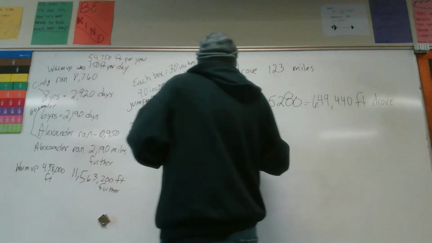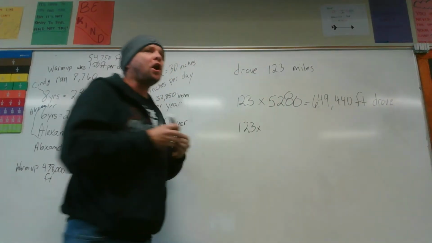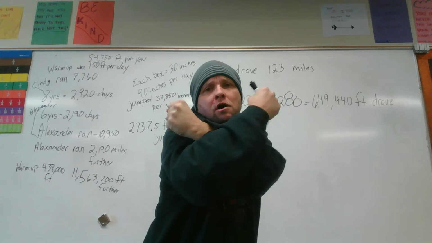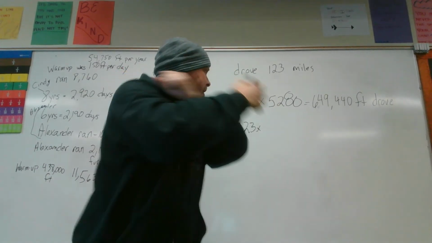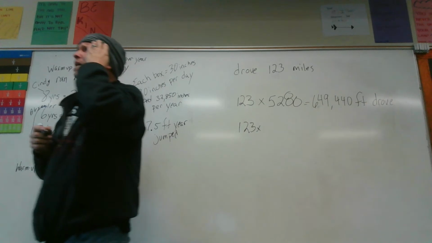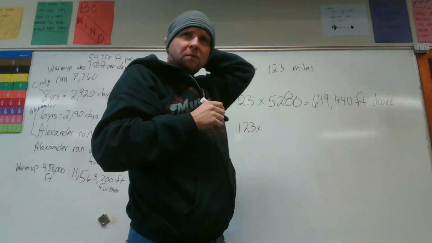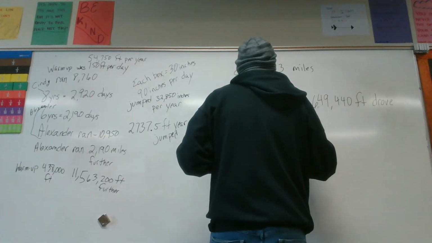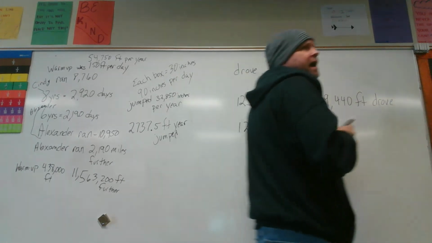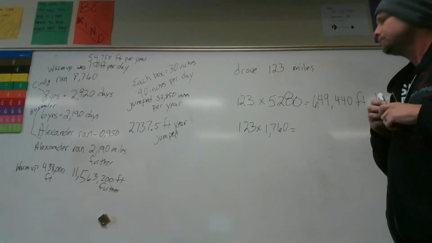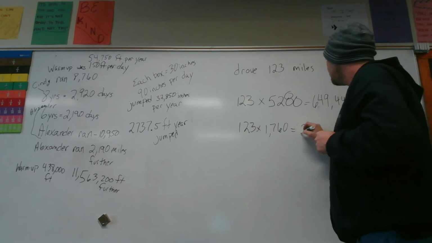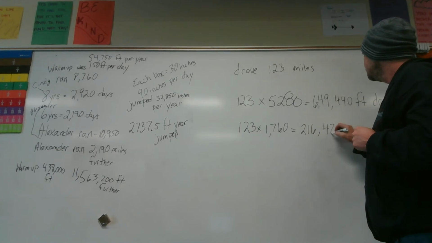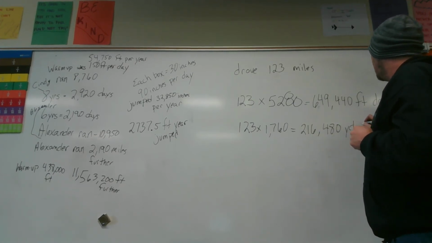Now I need to change it to yards. So we're going from miles to yards, which means multiply. So how many yards are in 1 mile? 1,760. And that is going to equal 216,480. And that's how many yards he drove.